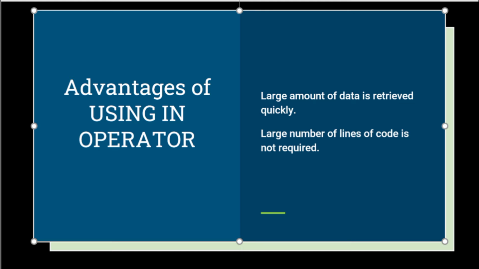Now see what the advantages of using the IN operator are. A large amount of data is retrieved quickly and a large number of lines of code is not required. As we have studied in the previous slide, using the IN operator we can reduce the number of lines of code we write. Using the OR operator, we should write more than one condition, like this equal to this or. But using the IN operator, we can simply reduce the lines of code we use. That is the advantage of using the IN operator.